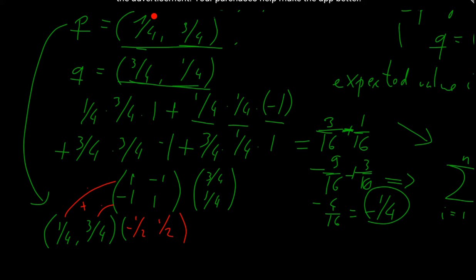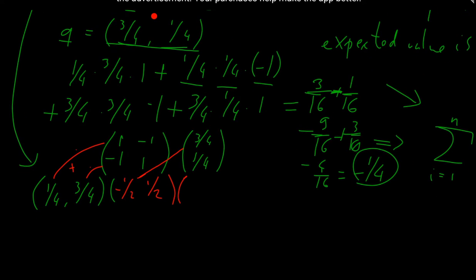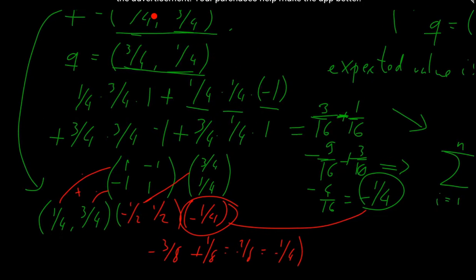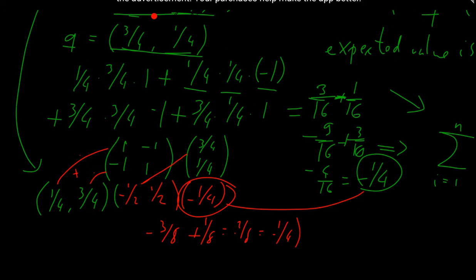Okay, and then we get -1/2 times 3/4, which is -3/8, plus 1/8, which is -2/8, which is still -1/4. So it's -1/4. This is the same. So this is how we usually should compute the expected value of the game if the players play according to some specific strategies.